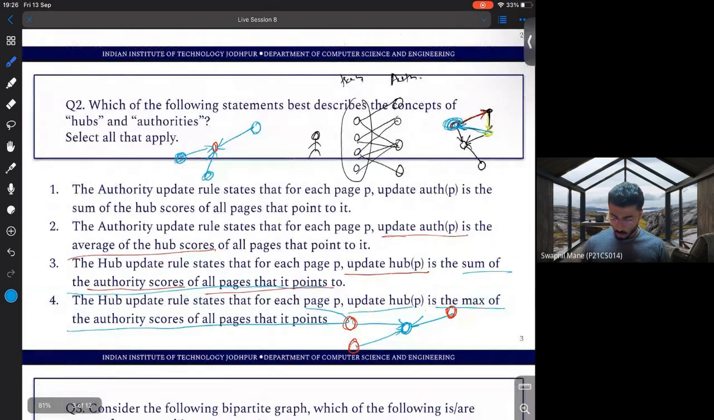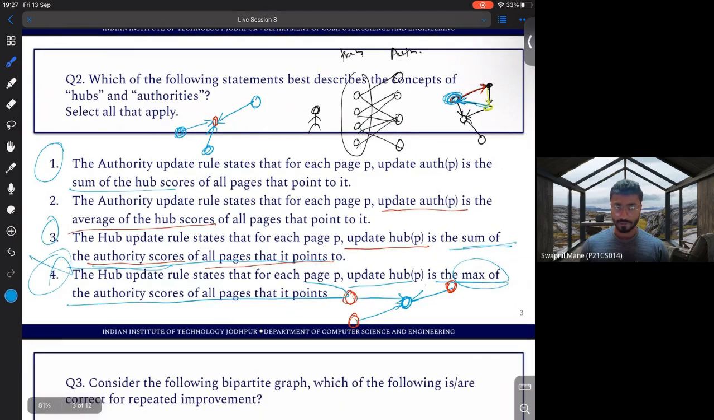So here the options related to the authority are correct. The first option is correct, which is the summation of all the hub scores which are pointing to that particular node, right? And for the hub quantification, we considered all incoming nodes, meaning the summation of the authority scores of all incoming nodes, right? Sorry, it's not the fourth, it's the third option, because the fourth is considering only the maximum authority score of all the pages pointing to it. It's not like that. We are taking the sum of the authority scores.